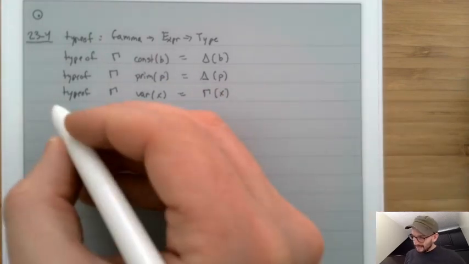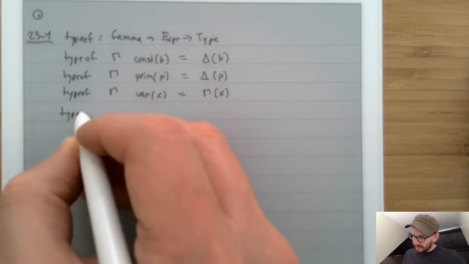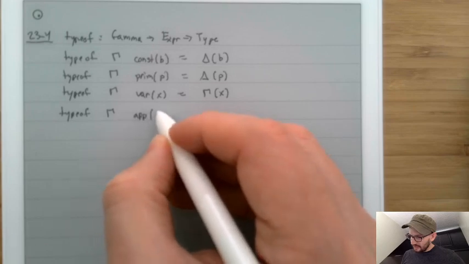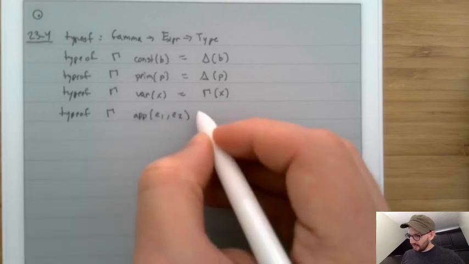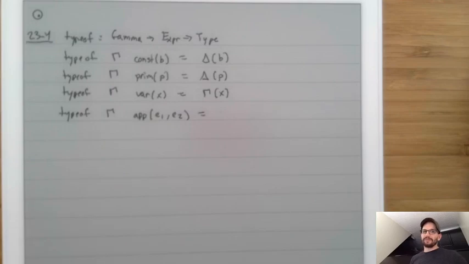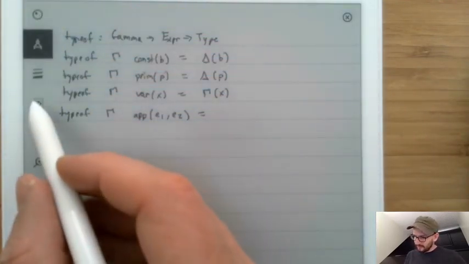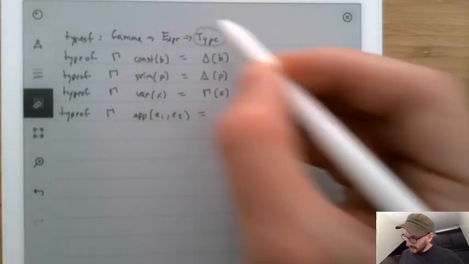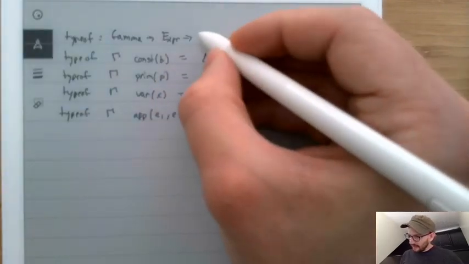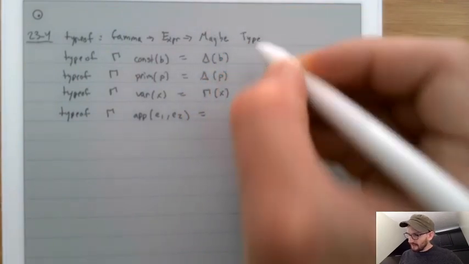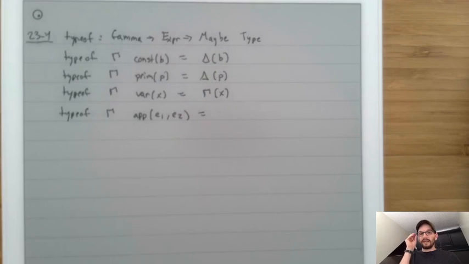All right. Next, if we call type of, and we're given an application of E1 to E2, then what we're going to do is, actually, sorry, let me just make a little tweak. It's not that we return a type, it's that we maybe return a type. The reason it's a maybe is because sometimes there's no actual type for something because we can't derive one.